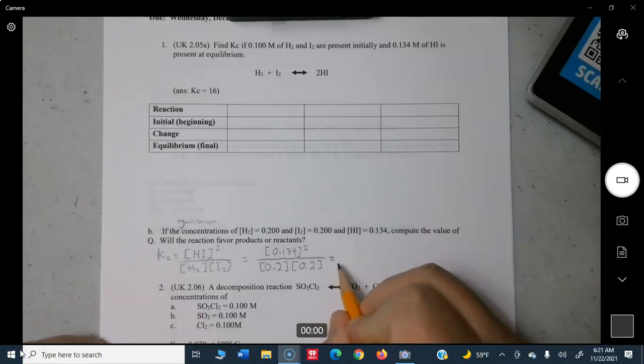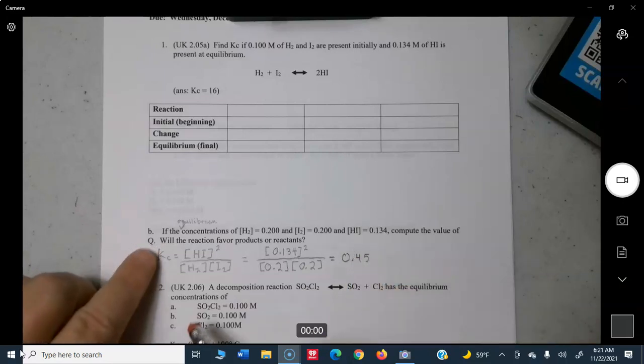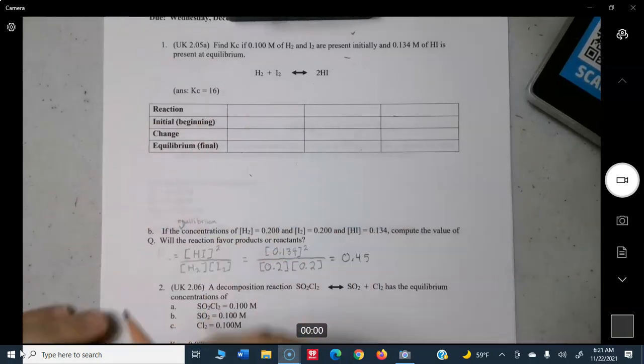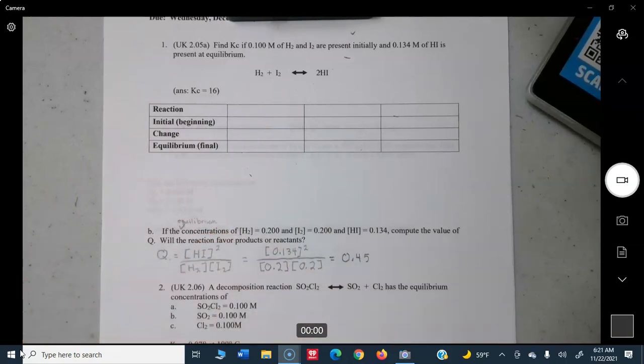What we get for that is 0.45 for your Q. And it was a mistake to write that as Kc. It's not. We're figuring out a Q value. So again, what is a Q value? It's calculated exactly the same way as an equilibrium constant K, except it uses whatever the existing concentrations are, not the equilibrium concentrations. Okay, so we did that and we came up with this.